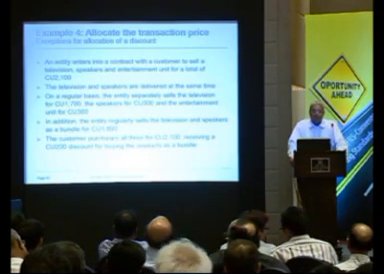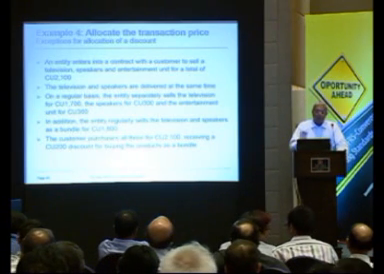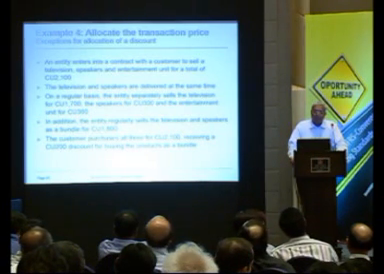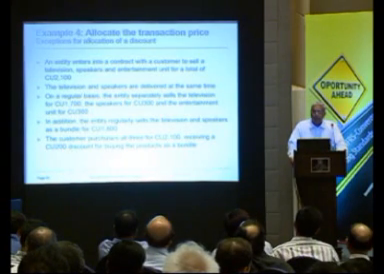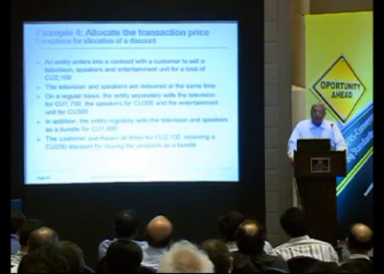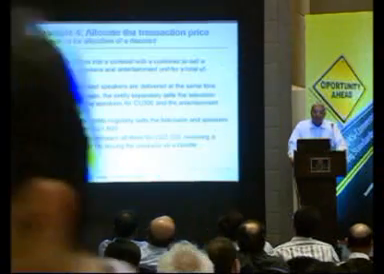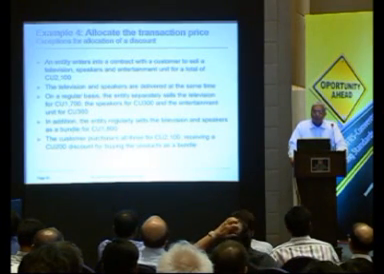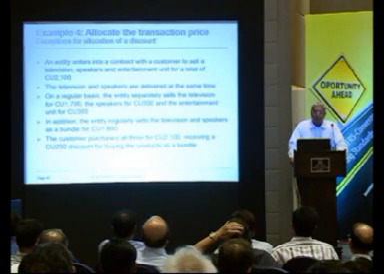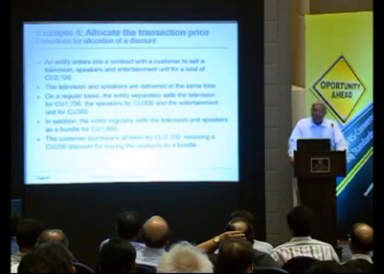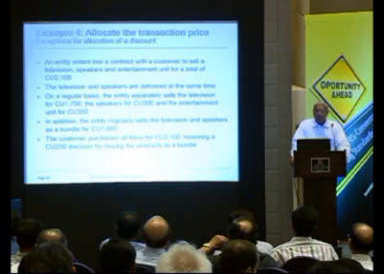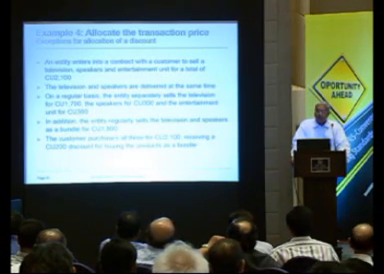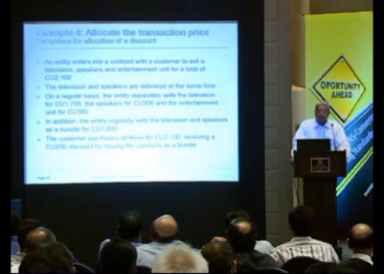Take another example where we do not allocate the discount to all the performance obligations. And when will that be the case? An entity enters into a contract with the customer to sell television, speakers and entertainment unit for a total of 2,100. The television and speakers are delivered at the same time. On a regular basis, the entity separately sells the television for 1,700 and speakers for 300 and the entertainment unit for 300. In addition, the entity regularly sells the television and the speakers as a bundle for 1,800. Now in this case, the customer purchases all the 3 for 2,100, receiving a discount of 200.